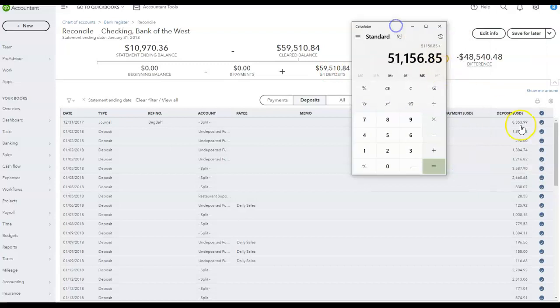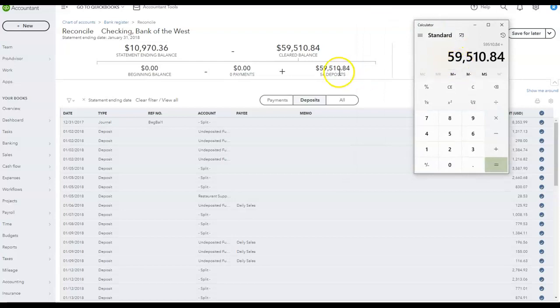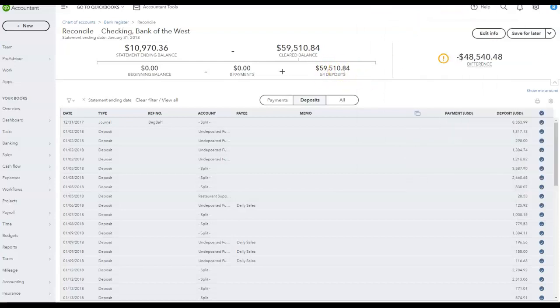However, this month we had a deposit due to the fact that we started the company in January. So we want to add that to it. We want to take the $51,156.85 and add $8,353.99 to it. So we've got the $59,510.84. So we're looking pretty good there.